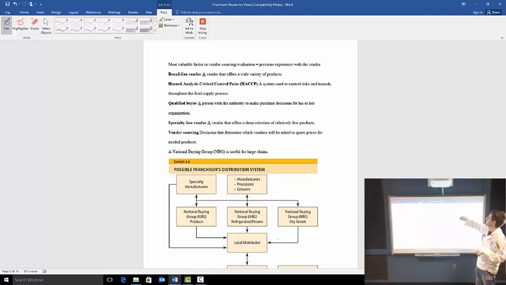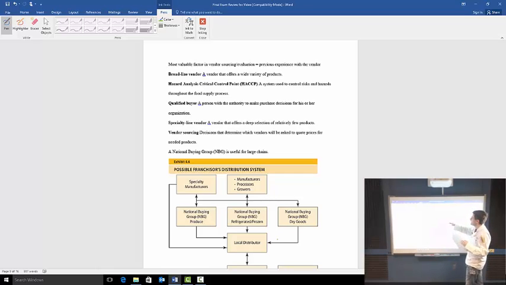If you think back to ServSafe, our Hazard Analysis Critical Control Point, HACCP, it's a system used to control risks and hazards throughout the food supply process. A lot of this is managed through purchasing procedures. And then a qualified buyer. This is a person with the authority to make purchase decisions for his or her organization. It could be blanket authority, it could be authority up to a certain limit.